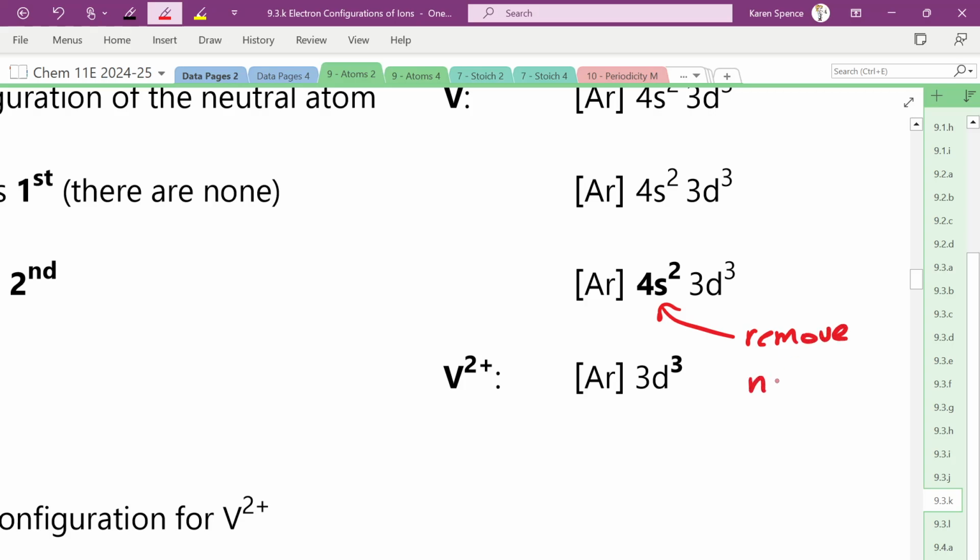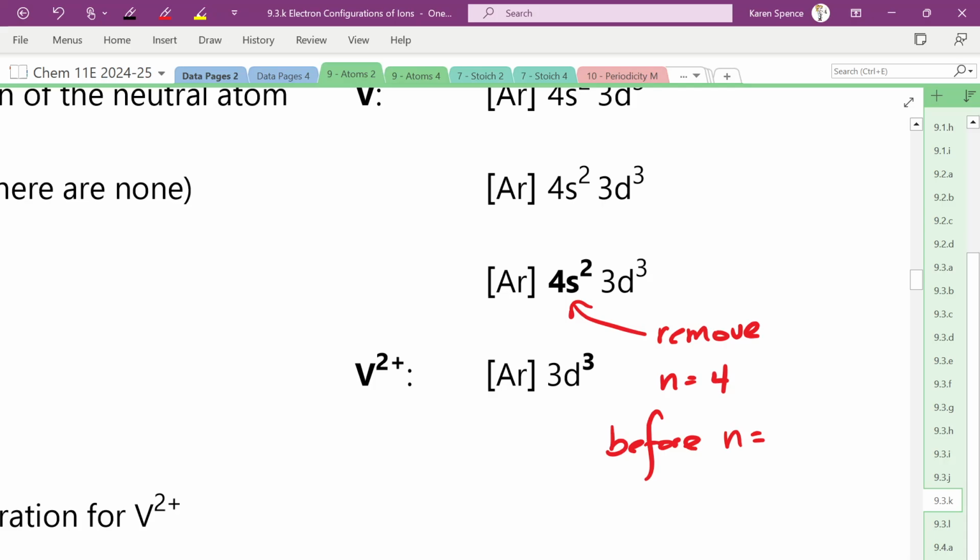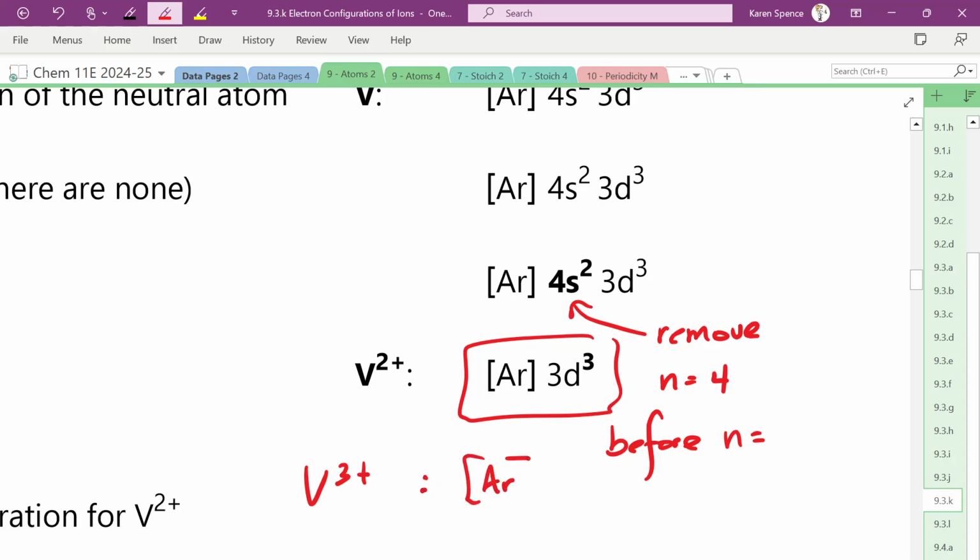Wait, isn't vanadium multivalent? Yes. But if I wanted to form V2+, this would be its configuration. If I wanted to form V3+, V3+ would be argon 3d2. Oh, so you don't have to lose them all then. No, and that's why they're multivalent. Oh, okay. So the more they lose, the more favorable? Sort of, not always, but let's not get too detailed.